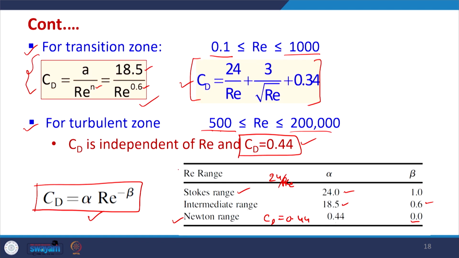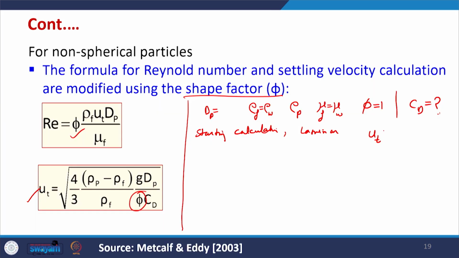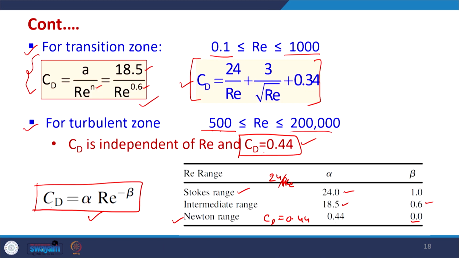Once ut value has been found out, we can find out the value of Reynolds number. So, once ut is known, we can find out the value of particle Reynolds number, and once particle Reynolds number is known, we can find out the value of C d. Suppose this Reynolds number comes out to be in the range of any of these.